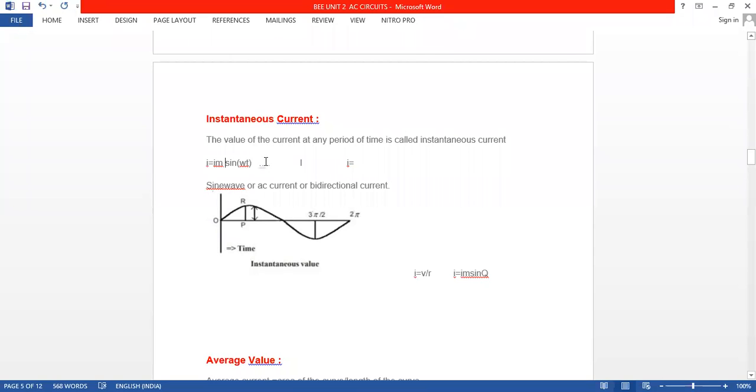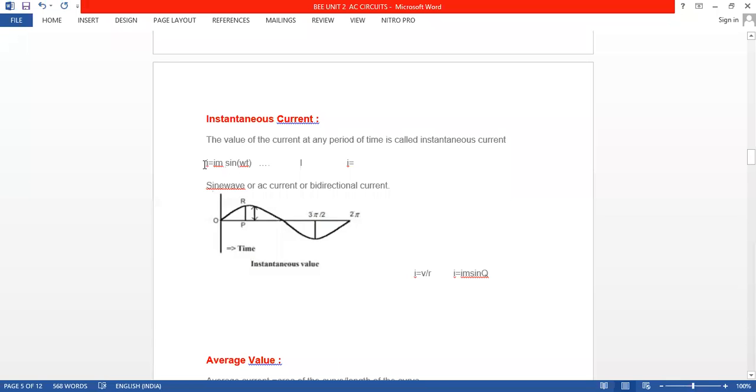Can instantaneous current flow through the wire? No. Does peak current flow through the wire? No. Which current flows through the wire? AC current. AC current is a combination of peak current, peak to peak current, and instantaneous current. Now I hope you have understood, all of you. So the definition of AC current: AC current is a combination of peak current, peak to peak current and instantaneous current.